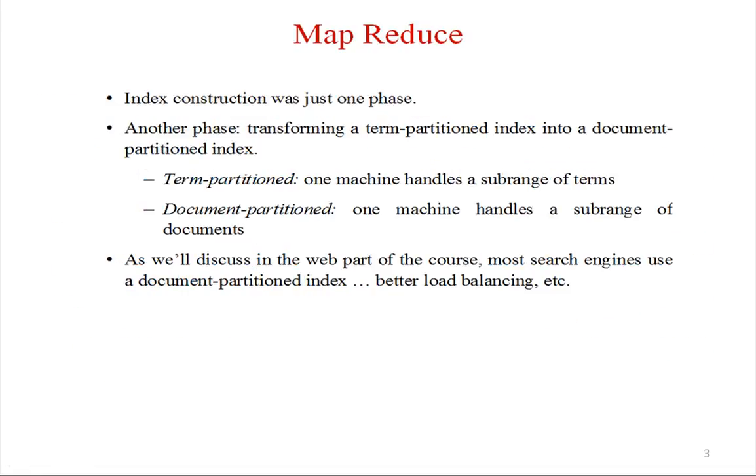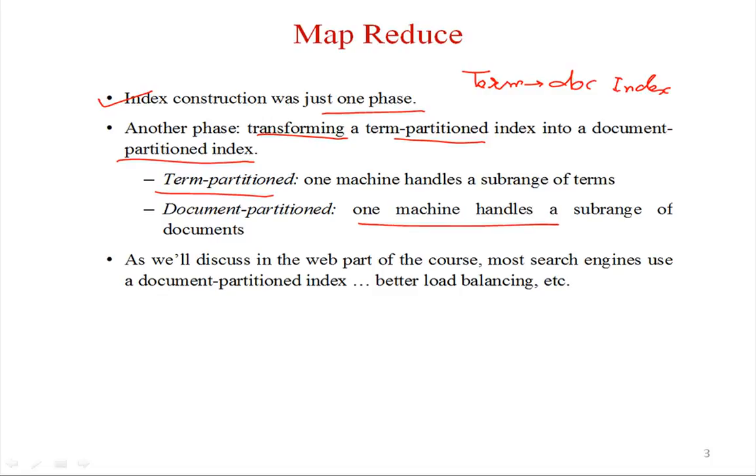Now, MapReduce index construction was just one phase: take the term, and prepare the term and document index. Another phase is transforming a term partition index into a document partition index. Term partition means one machine handles a subrange of terms. Document partition means one machine handles a subrange of documents.